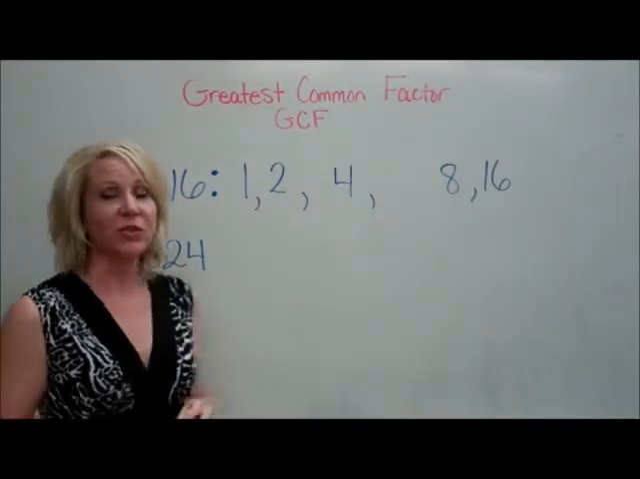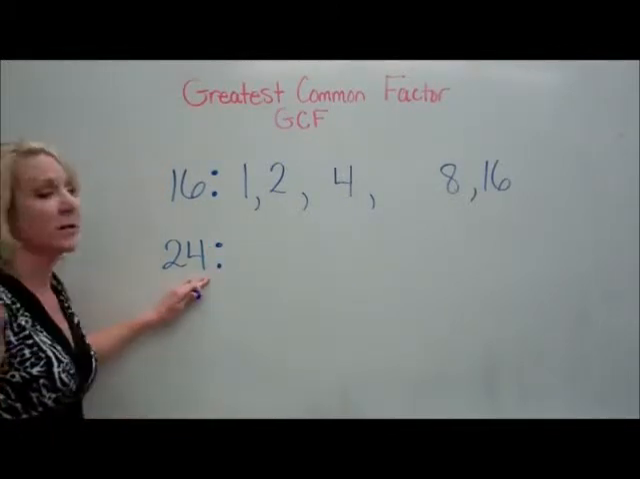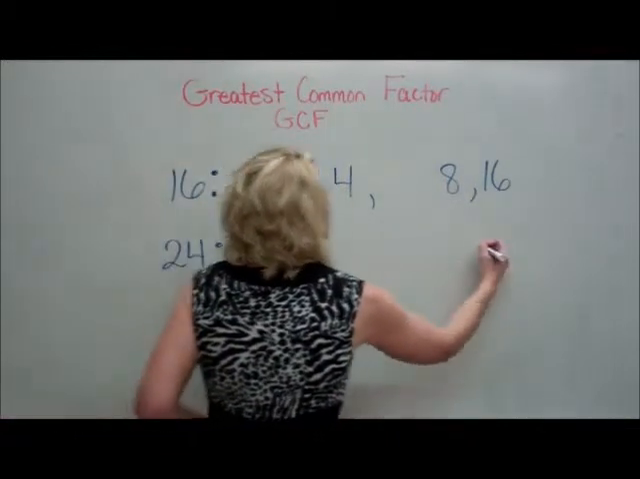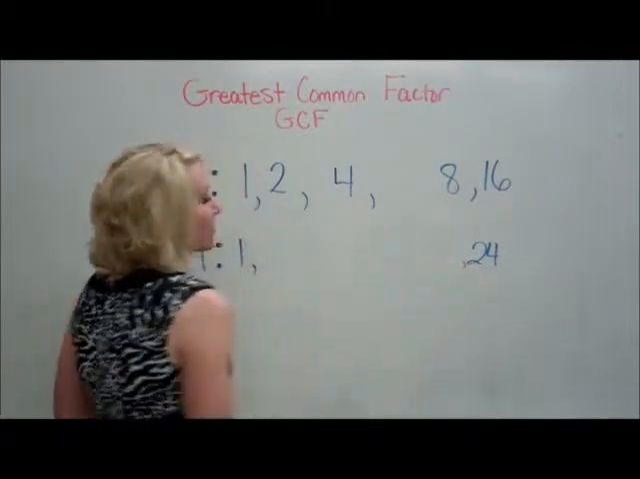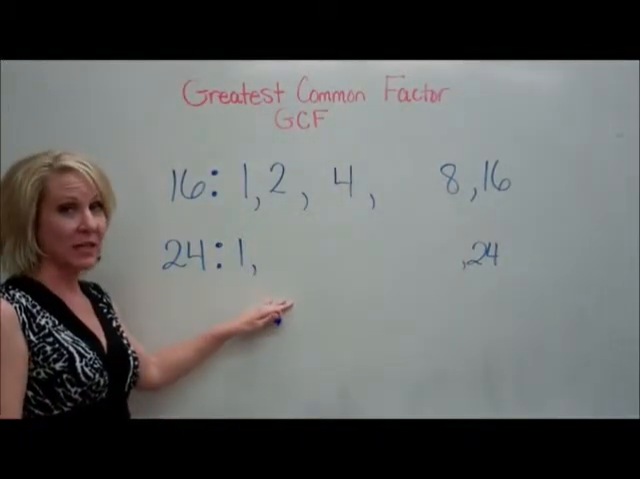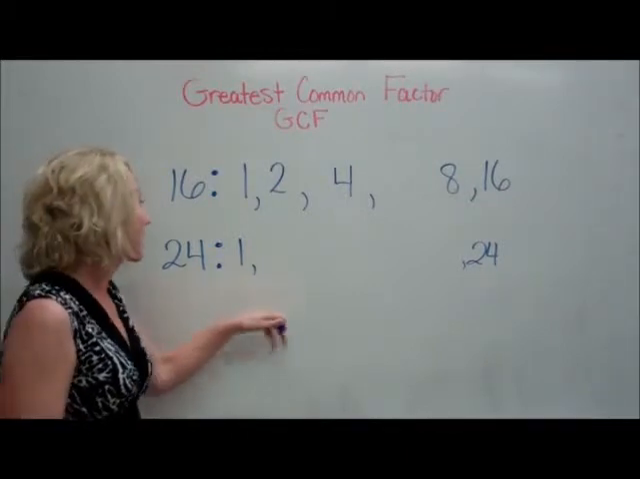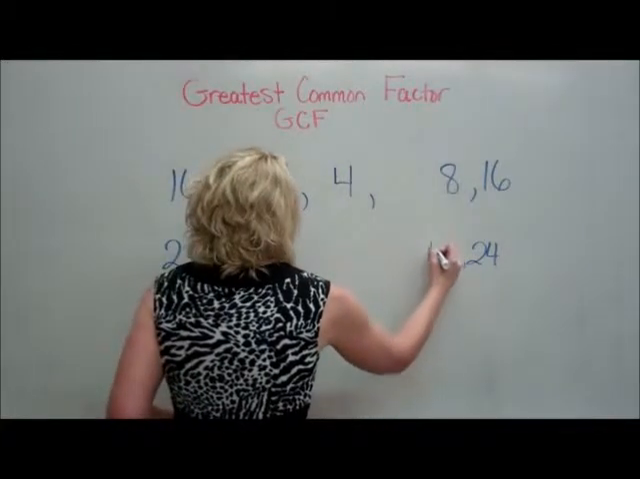I then have the students go to the next number. Again, you start with 1, and 1 times 24 equals 24. So you write the 1 here, and the 24 here. And then we just continue through the counting numbers. Does 2 times any number equal 24? The answer is yes, 2 times 12. So we put the 2 here, and we put the 12 here.